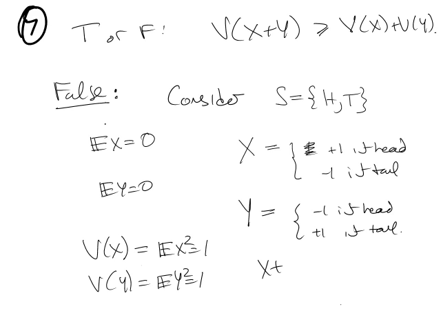But then what's X plus Y? Well, X plus Y is 0. X plus Y is always 0, right? Because X is equal to minus Y. So the variance of X plus Y is 0. And 0 is not bigger than 1 plus 1. So that's it.